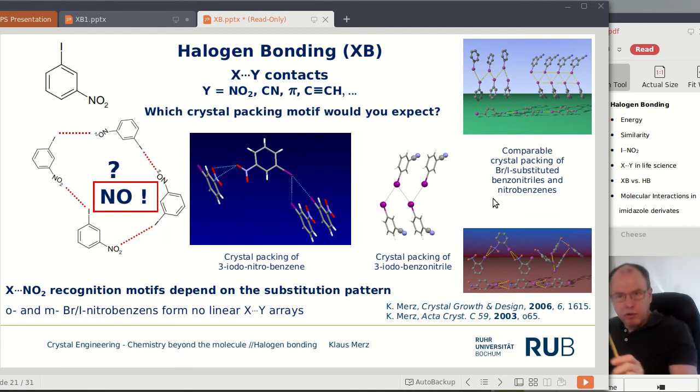You will see very often, if we look at halogen bonding, X epsilon halogen bonding, there's a similarity. You can really change a nitro group to a cyano group. This has no impact on the molecular aggregation. Okay.